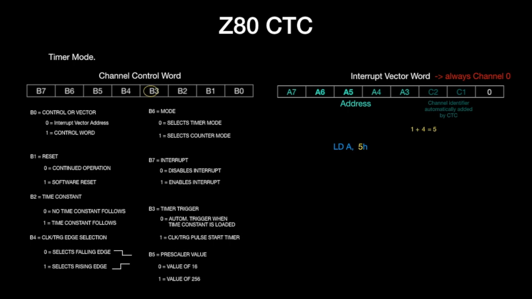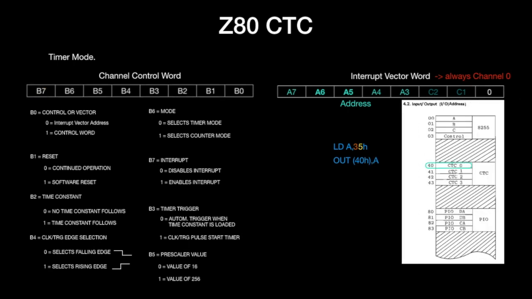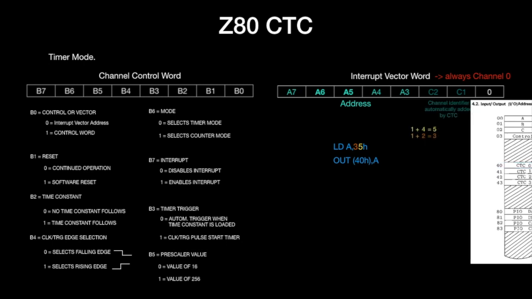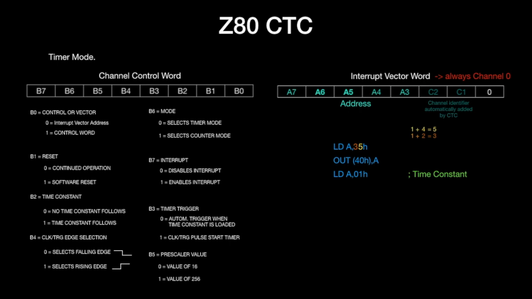Okay, and the next, B4, means clock trigger. I want a positive rising edge, so I have to add 1 to it. B5 means prescaler. I want to use the value of 256, so we have to add 2. B6 means the mode. I want timer mode, so that's 0, and B7, that's interrupt. I don't want an interrupt, so the result is 3. And we have to send it, for example, for channel 0, to the address 40. Okay, loading the time constant and also sending it to channel 0.